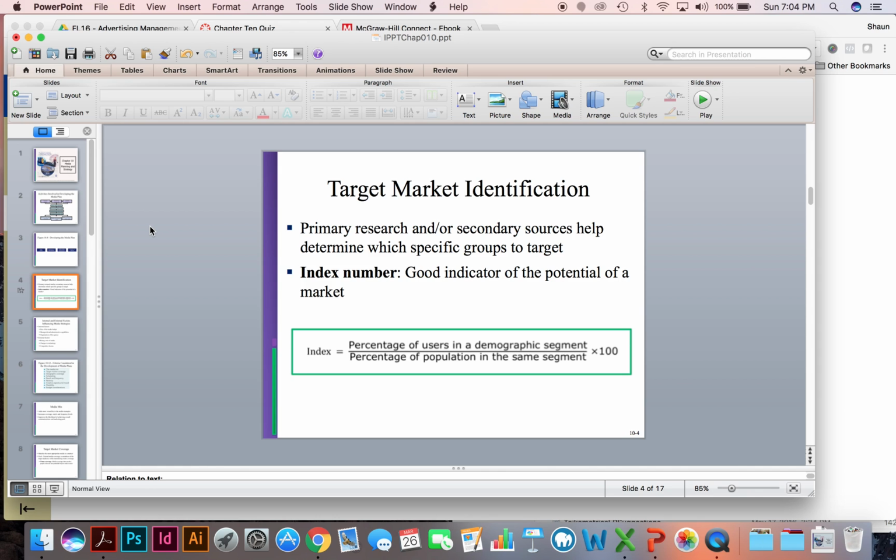Why? Because it represents an equation of the percentage of users in a demographic segment divided by the percentage of the population in that same segment. Now this gives us a good idea of how great of a potential this market could be. When we do this calculation for all of our segments, the segment with the best index numbers usually is the one that we would target.